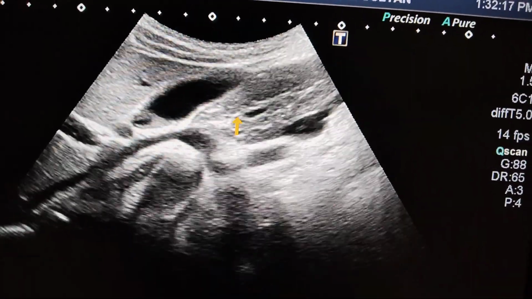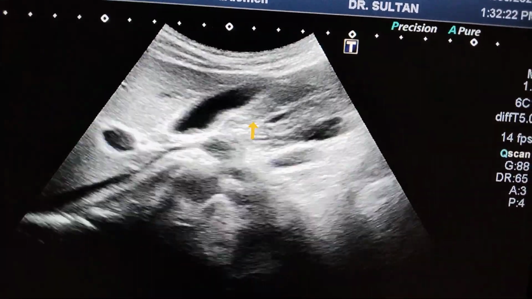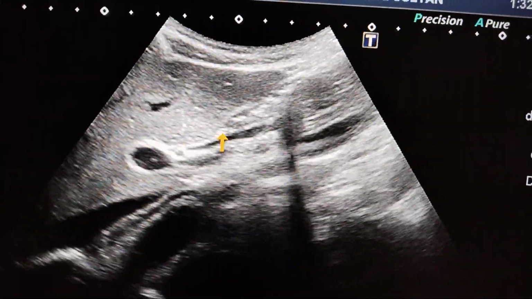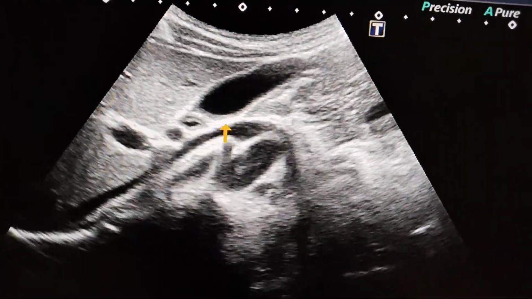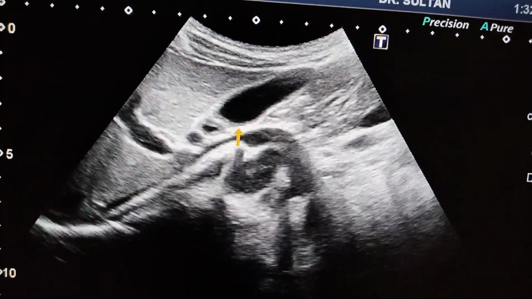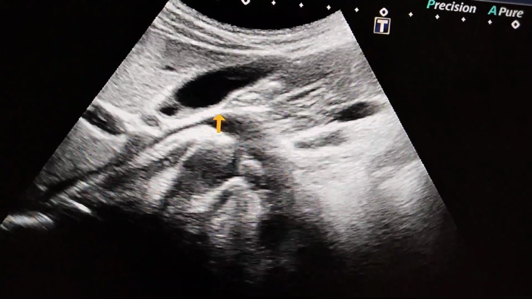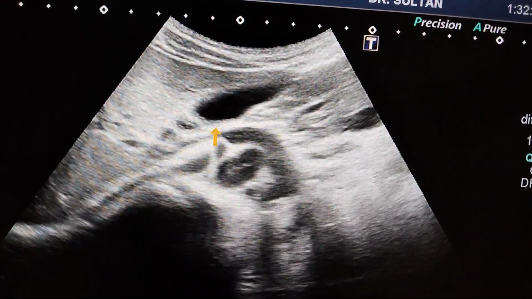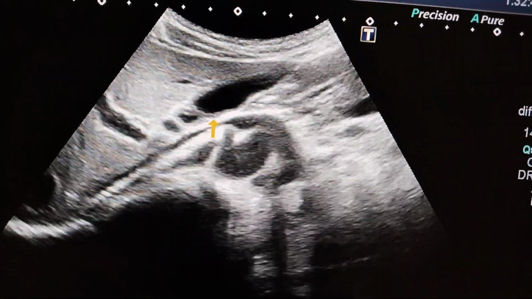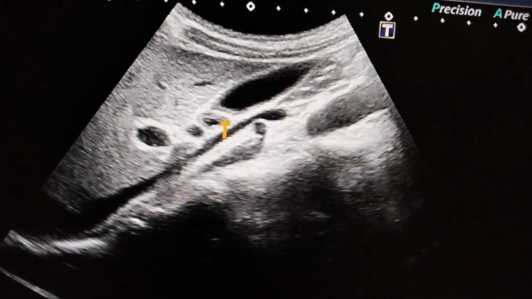And we can appreciate when we use a color Doppler, if there is... sometimes in the normal gallbladder it is hard to appreciate the blood flow within the branches of the cystic artery. So when there is a cholecystitis, hyperemia is there, we can appreciate. So this was about the gallbladder normal anatomy.